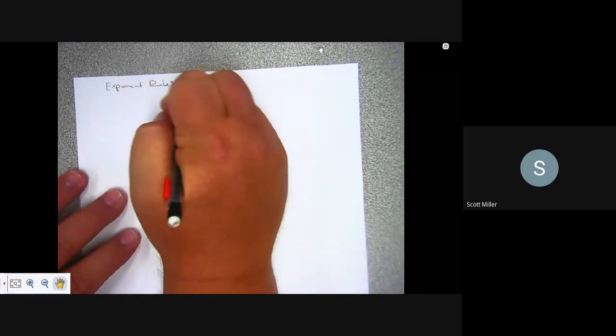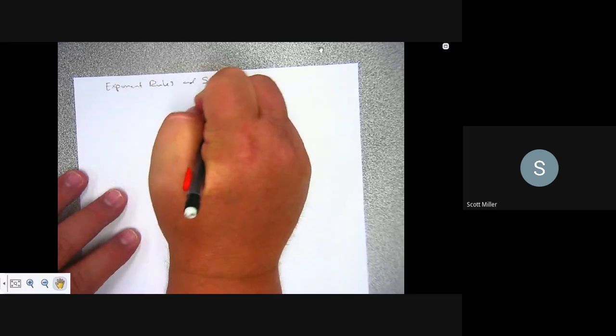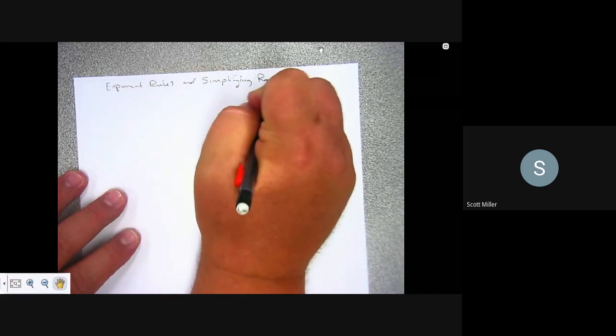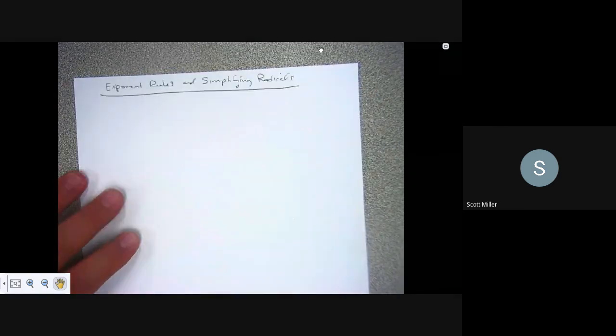All right. Here we go. Exponent rules. Exponent rules and simplifying radicals. That's what we're going to look at today. Exponents.